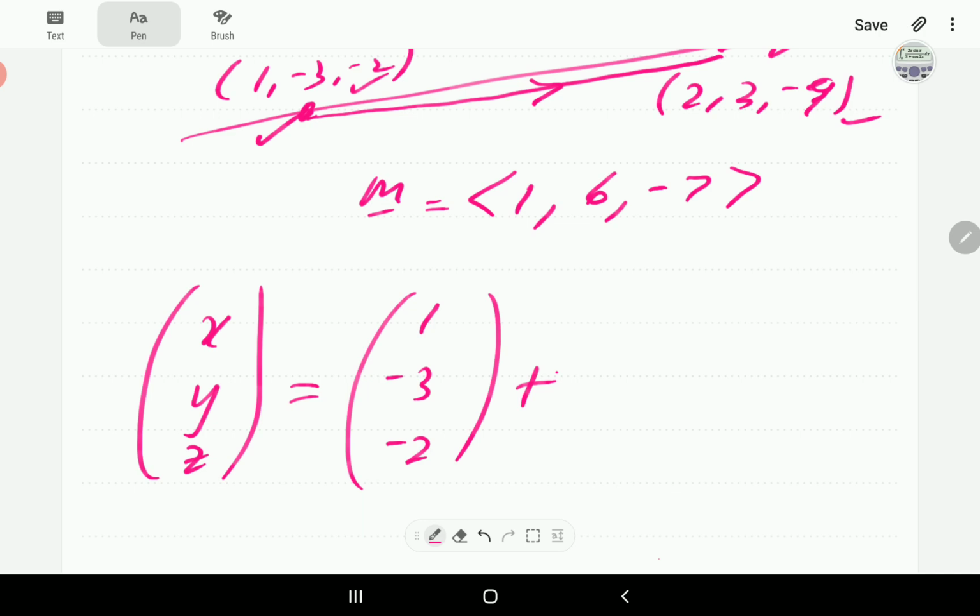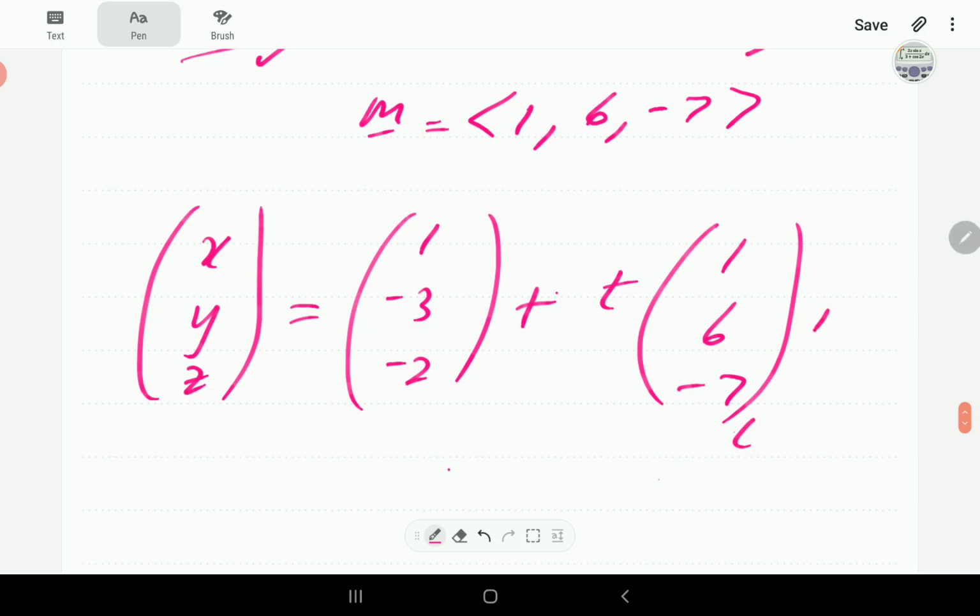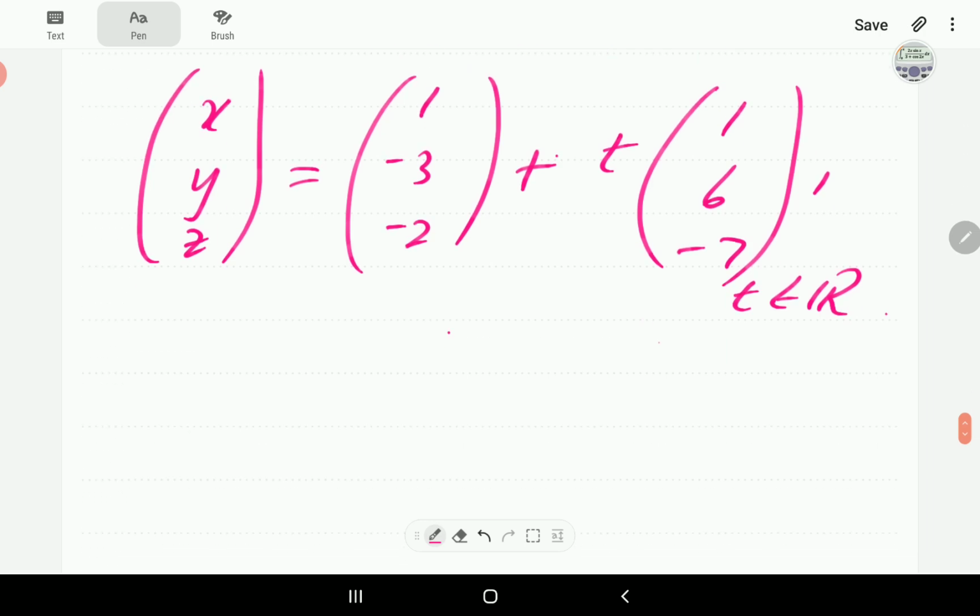So the vector form of the equation is going to be, you can either use the position vector of this point or this point. Either of them will be acceptable. And then the direction vector 1, 6, minus 7, or negative 1, negative 6, positive 7. And then of course t here must be a real quantity.